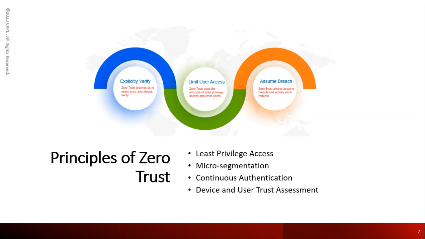Now, zero trust is built upon four major principles. The first one is least privilege access. This means granting users and devices only the minimum level of access which they need to perform their tasks. This will reduce the potential damage due to a security breach. Privilege can be added as required.